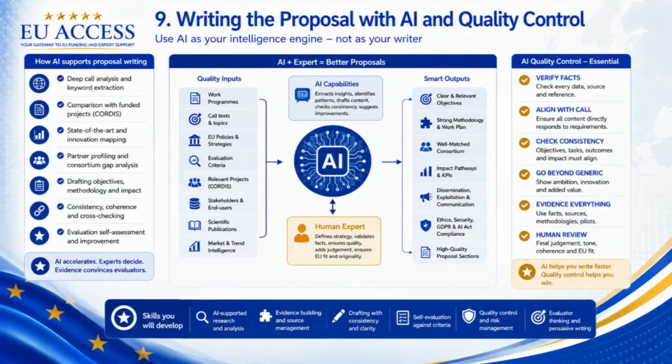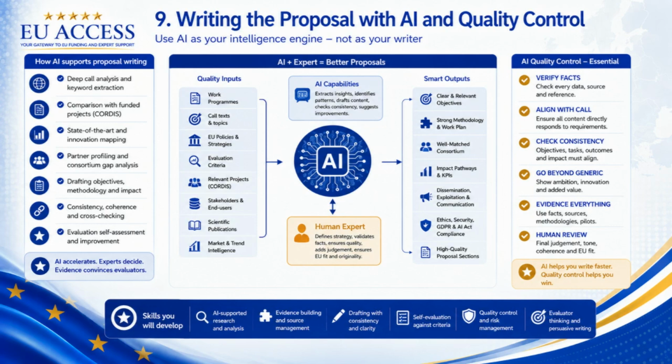The masterclass does not present AI as a magic writing tool. It presents AI as a disciplined proposal intelligence system. Participants will learn how to use AI for call analysis, keyword extraction, comparison with funded projects, state-of-the-art mapping, partner profiling, drafting, consistency checking, and evaluation self-assessment. But they will also learn the risks: hallucinations, weak evidence, generic language, and false confidence.